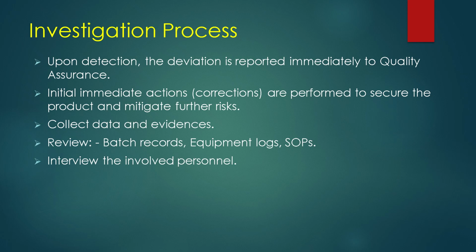Investigation process. Upon detection, the deviation is reported immediately to quality assurance. Immediate actions are taken to secure the product and reduce further risks. Data and evidence are collected. Relevant documents like batch records, equipment logs, and SOPs are reviewed, and the personnel involved are interviewed.